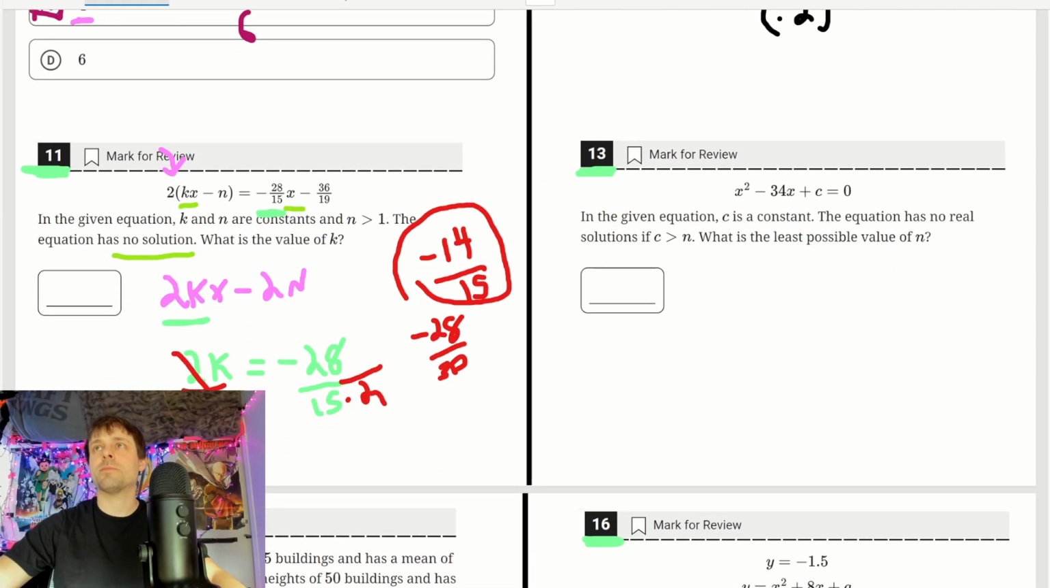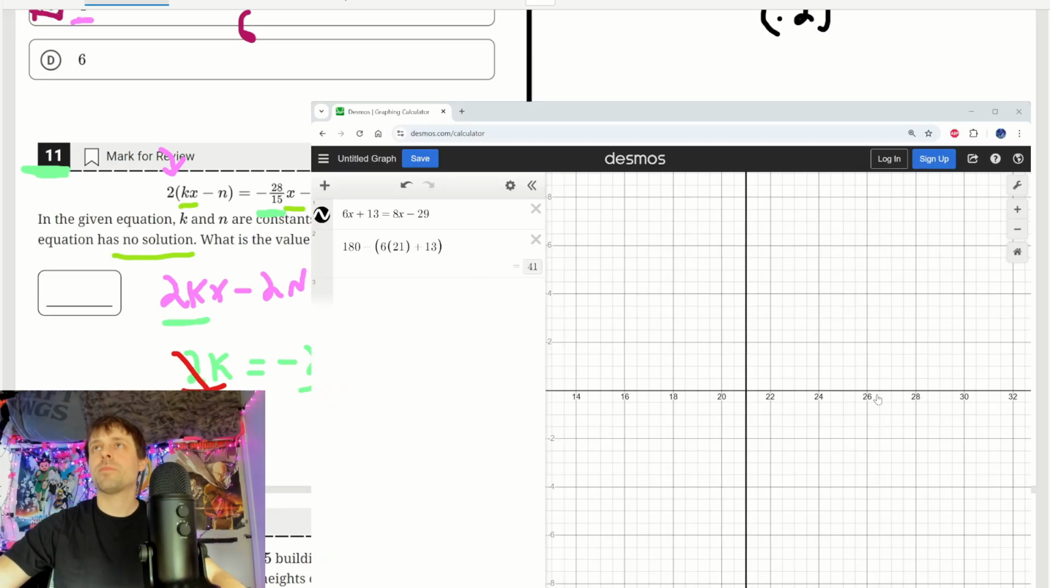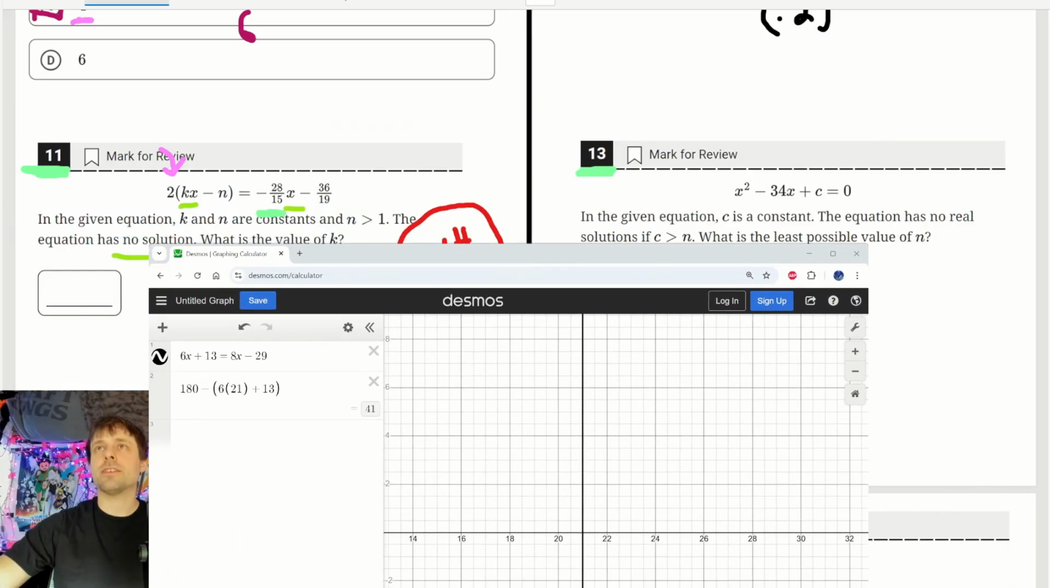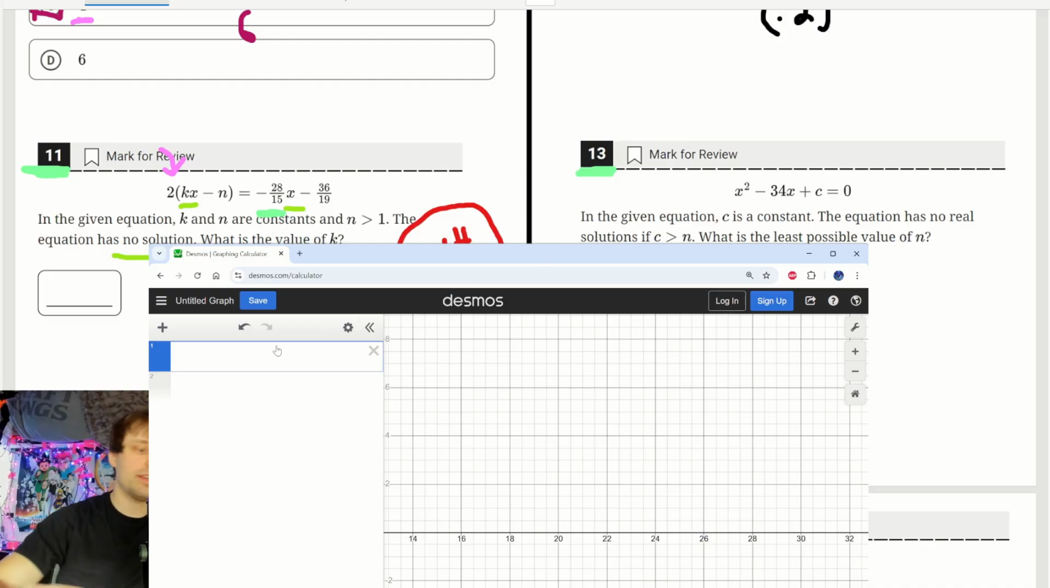I'm jumping straight to Desmos. Let's go ahead and unhide this, and let's shift it down so we can see. Okay. So again, our function is going to be x^2 - 34x + c. Add our slider. We don't like including the = 0 because look what changes.